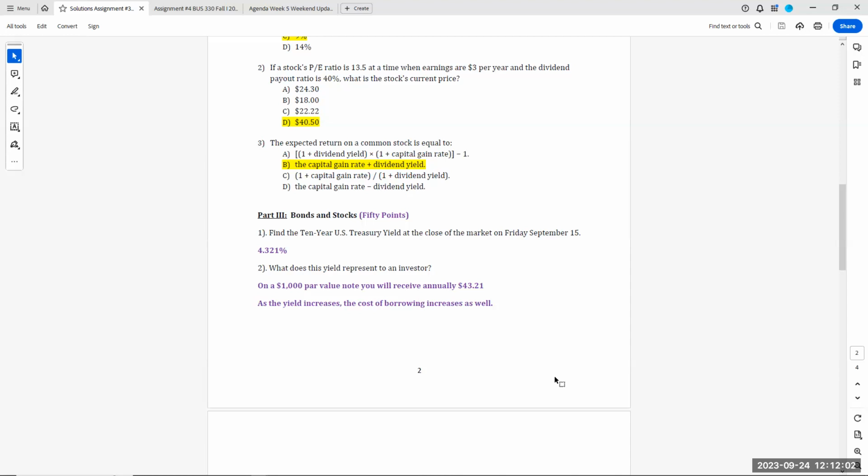What does this yield of 4.321% represent to an investor? Well, on a $1,000 par value bond, you would be receiving $43.21 annually. As the yield increases, the cost of the borrowing in the market increases as well. That's what that risk-free interest rate tells you. That's the baseline of all borrowing of money. And so what I wanted to see is that this yield sets the standard or sets the benchmark for all borrowing in the market. And that's what I was looking for in question 2.